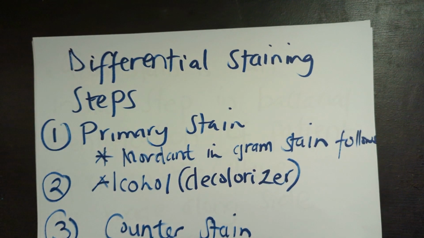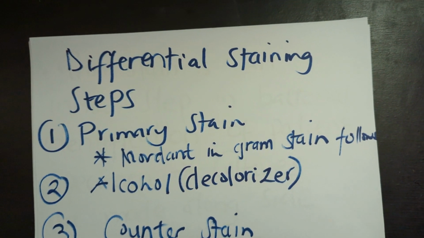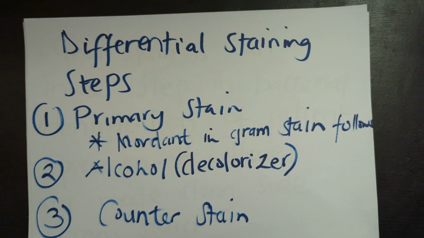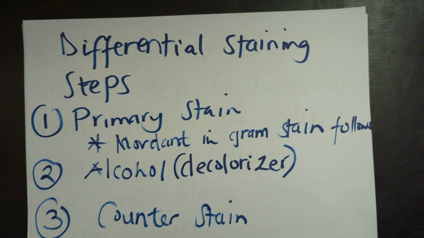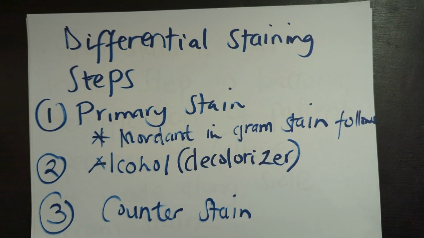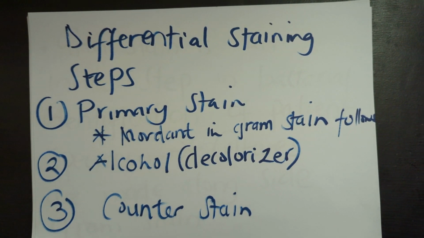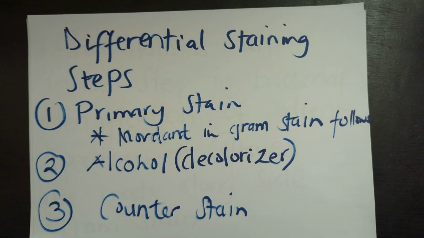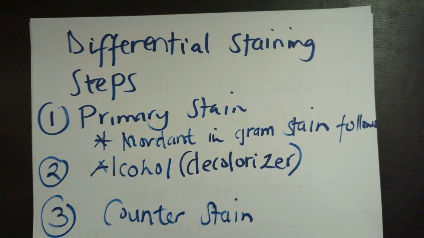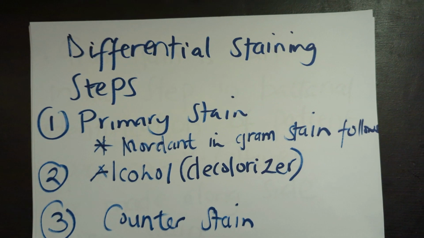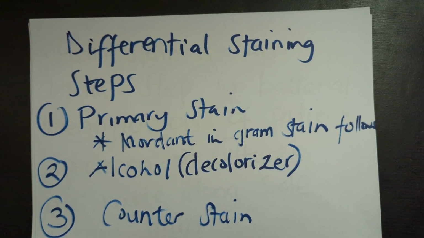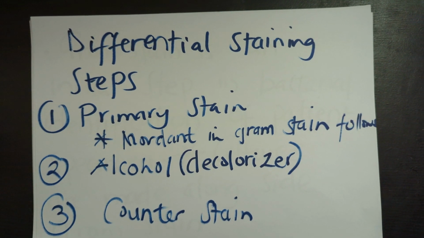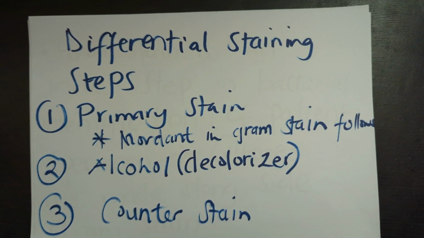Okay, so differential staining, whichever type it is, whether gram stain or the Zn stain, is put into steps. It can be summarized into 3 steps. So you have your primary stain, and then you have your alcohol step as well, and then you have your counter stain. So you can see in my view here.